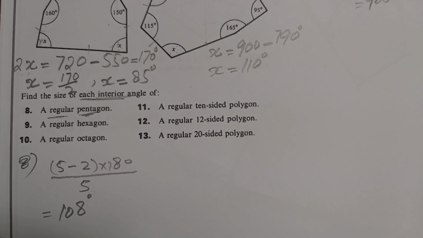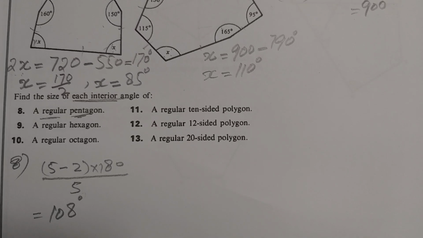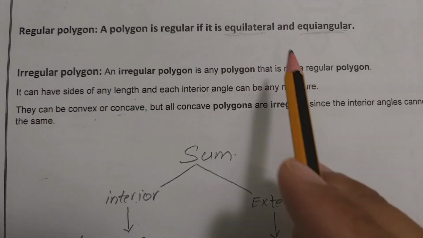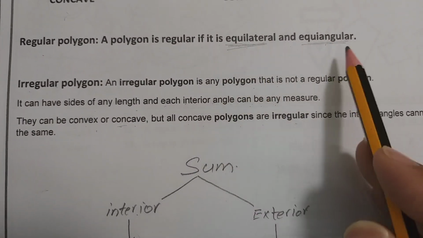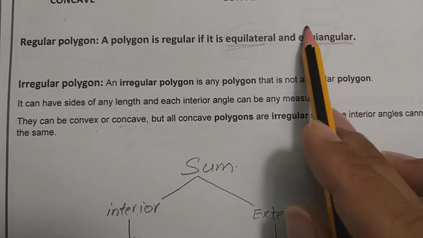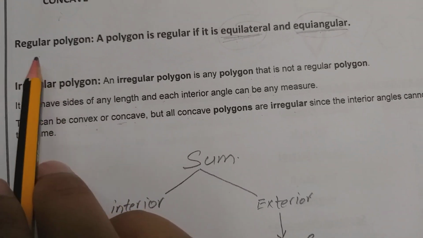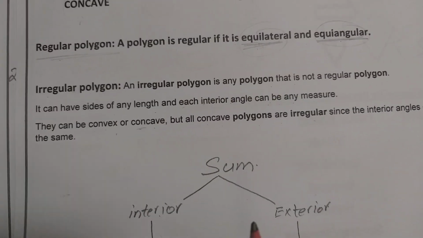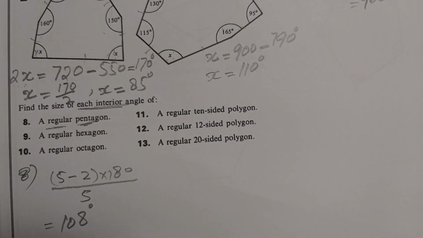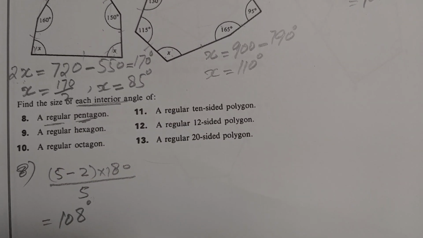Okay, if you observe, it is regular, this is very important. If you remember, at the beginning we had the definition of regular: when all the sides are equilateral and equiangular, meaning congruent. Sides are congruent and angles are also congruent. So this is called a regular polygon. All the polygons given here are regular polygons. If you observe all the questions, they are given as regular polygons.